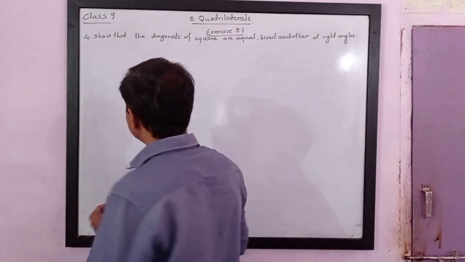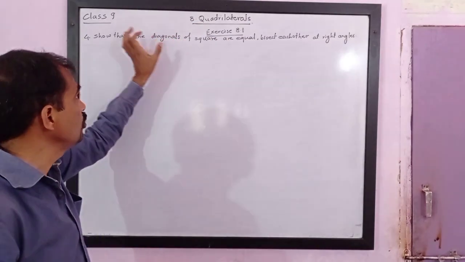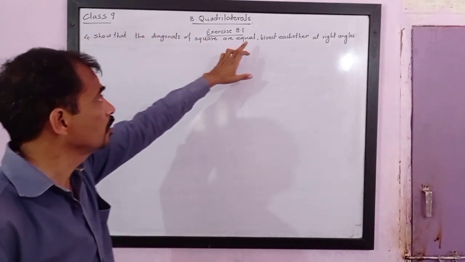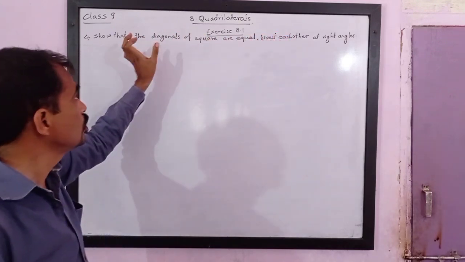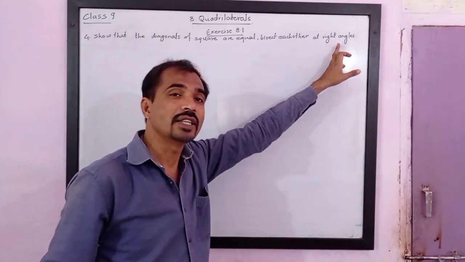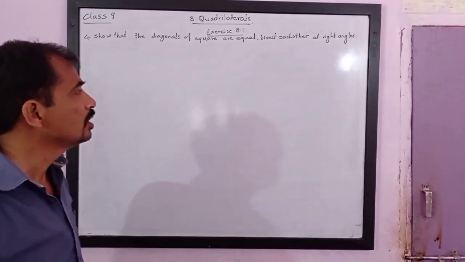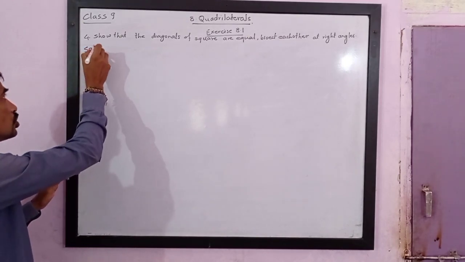So we are given, show that the diagonals of a square, means we are given that the quadrilateral is a square, and we have to show that the diagonals are equal. We also have to show that the diagonals bisect each other, and that they intersect each other at right angles. So these are the three things we need to show. Let us write the solution for this.